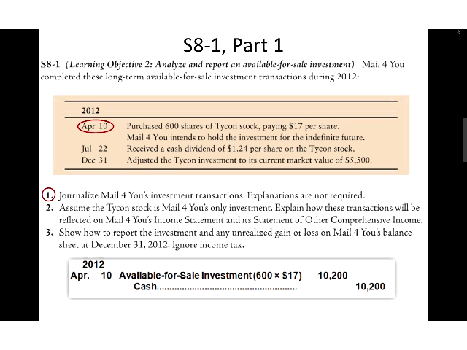So cash, we're spending cash. We're buying this investment. And management intends to hold the investment for sale. So that is our journal entry when we purchase an investment. We're going to debit the investment, credit cash.